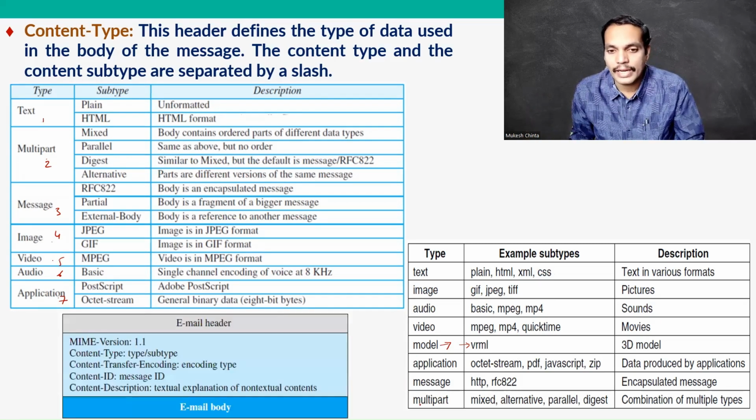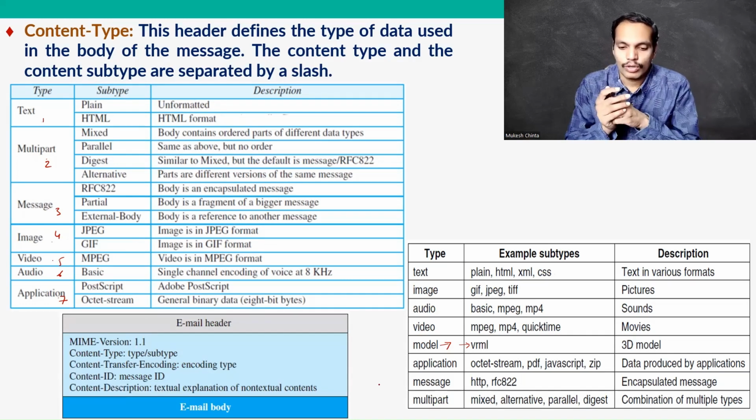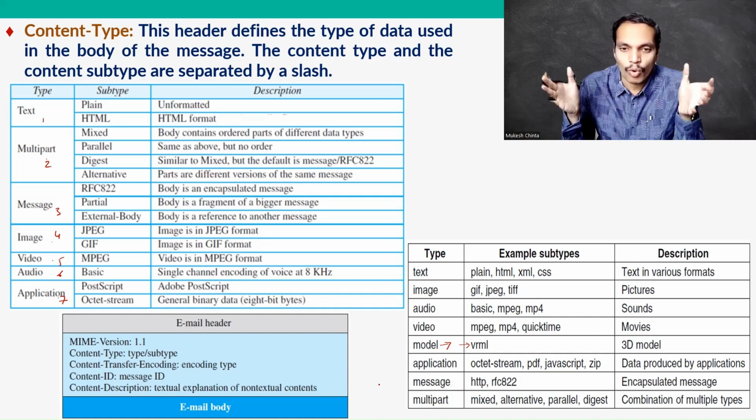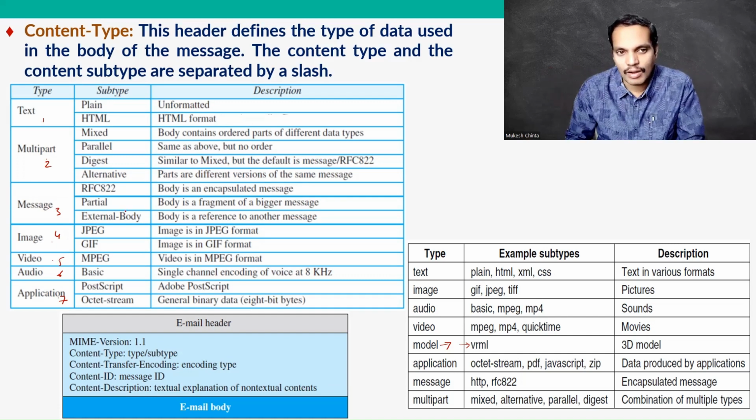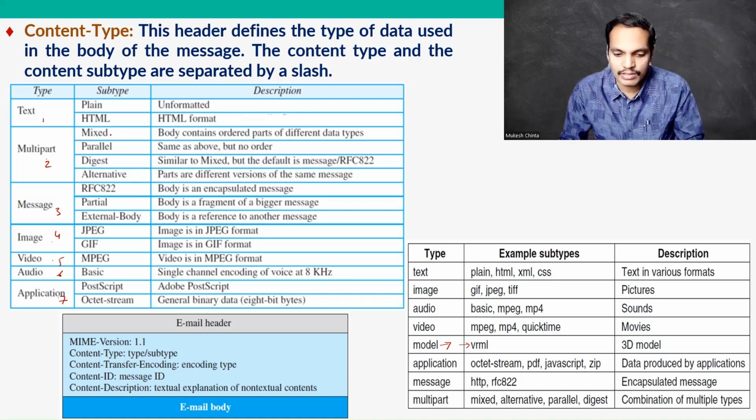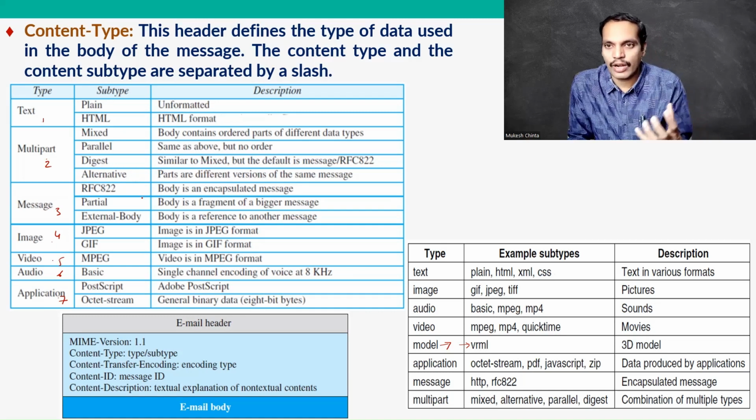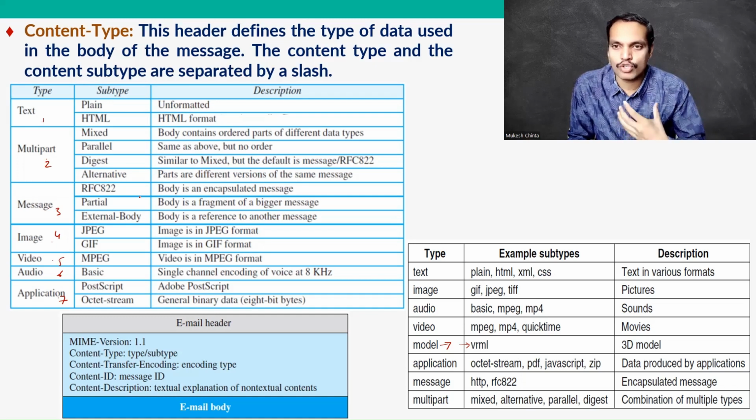Next comes the multi-part type. Multi-part actually allows the message to contain more than one part. You can see there are many subtypes. There are 4 subtypes that have been defined here. The first one is the mixed subtype, which allows each and every part of the message to be a different format. It need not be the same.